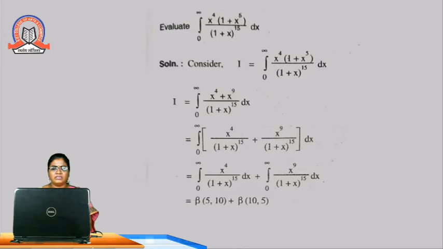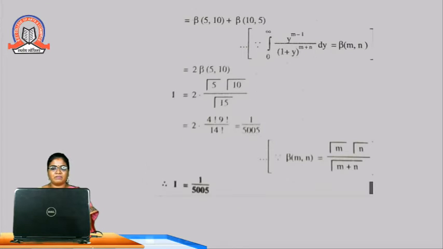Next problem, integral 0 to infinity x power 4 upon (1 plus x) power 5 by (1 plus x) whole power 15 dx. We are using partial fraction. We are getting the two fractions here, that is equal to the beta function, beta 5 comma 10 plus beta 10 comma 5. Using the formula of beta, then 2 times beta 5 comma 10, then using the relation between beta and gamma, we are getting the answer 2 into gamma 5 gamma 10 upon gamma 15. Using the factorial result, we are getting the final answer as 1 by 5005. This is the final answer.